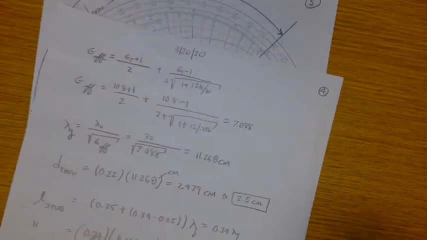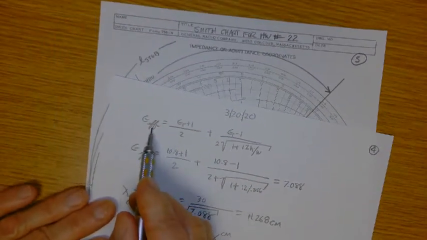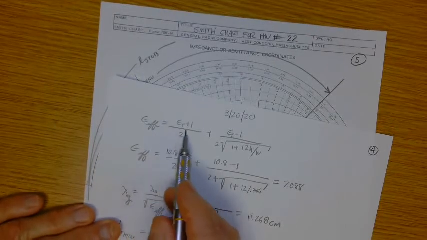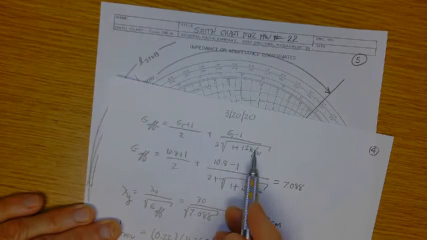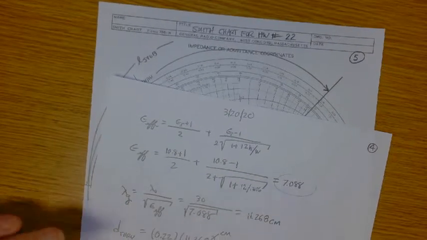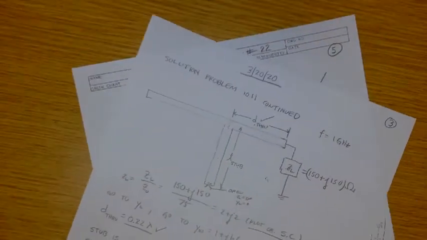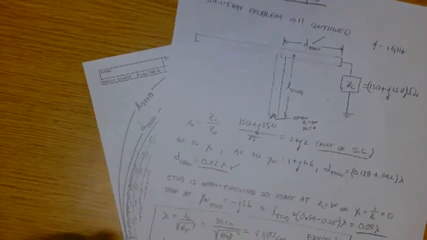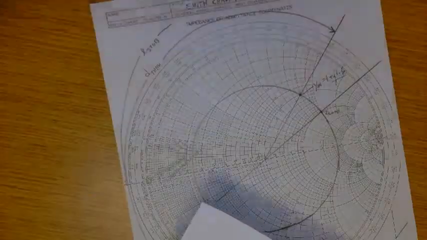Let's revisit this. First, we need epsilon effective, right? So we've got to go back to the formula and use epsilon relative and the width to height ratio to determine epsilon effective, right? You can see that that's 7.088, not 10.8 that we said earlier, right? Not the 10.8. It should have been 7.088.